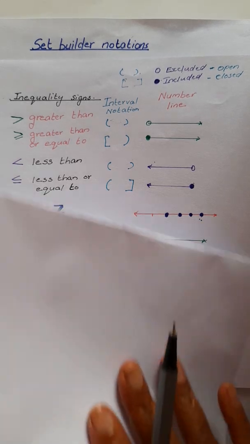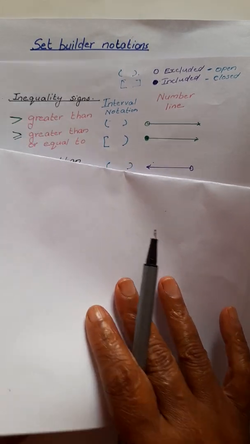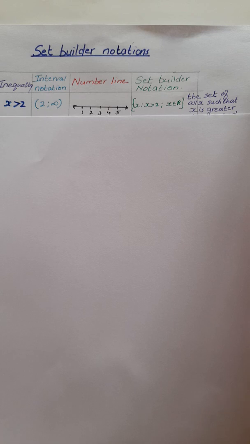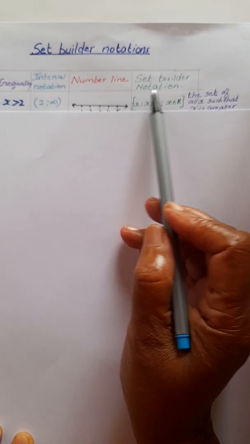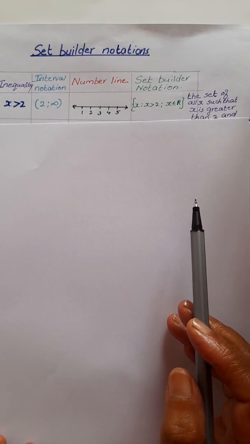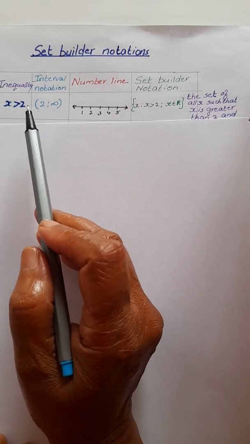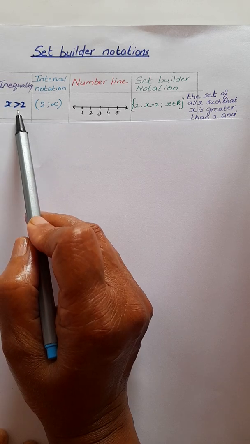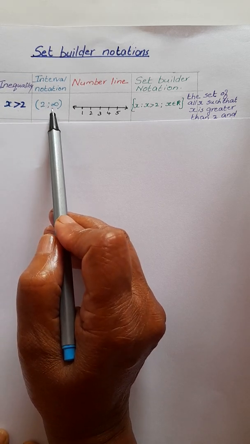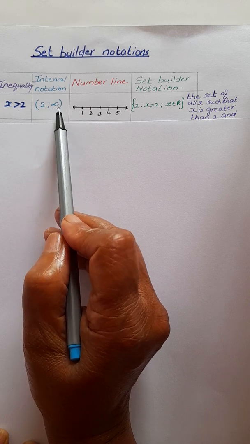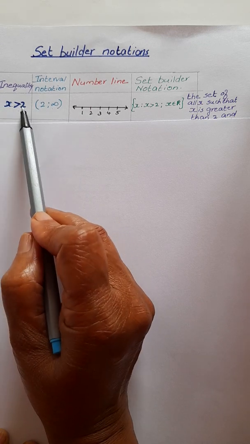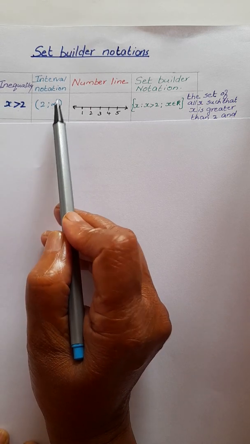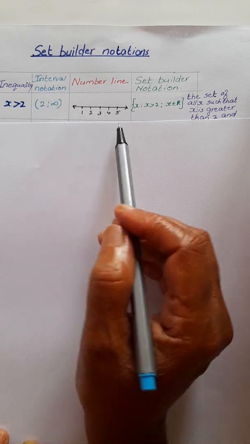Okay, then let's do some examples here. We will be writing the inequality in interval notation, on the number line, and also in set builder notation. The first one I have done: x is greater than 2. This is how you write it in interval notation: both brackets open, and then 2 to infinity, because we don't know where it ends.